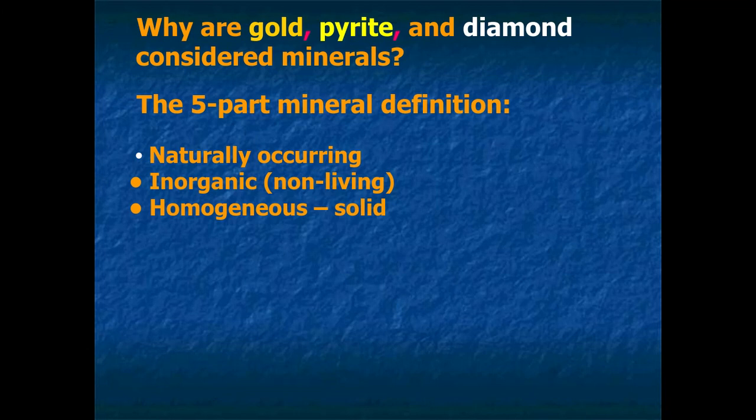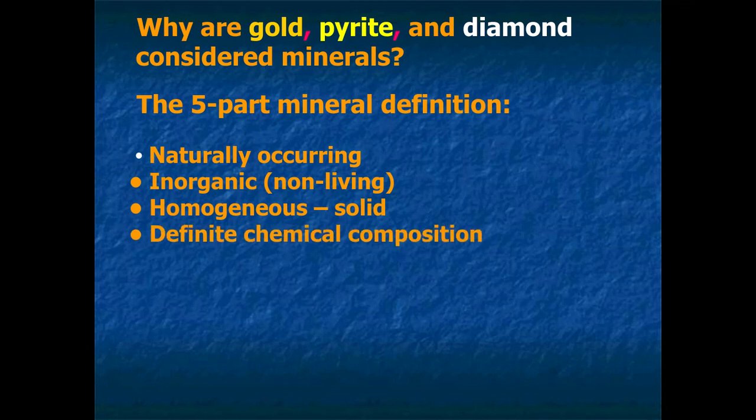To be a mineral, it has to be homogeneous and it has to be a solid. So if your substance is either a liquid or a gas, it would not by definition be considered a mineral. Homogeneous, meaning that it's pretty uniform throughout. And so the chemistry of that particular substance is the same. That's what homogeneous means, the same throughout.